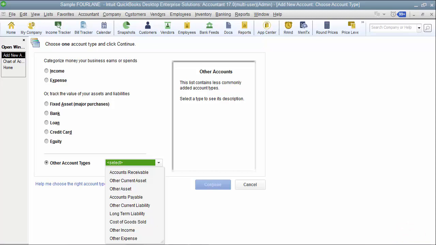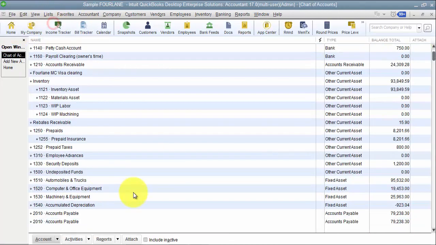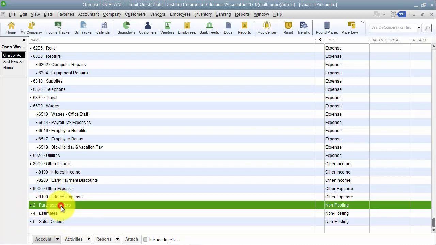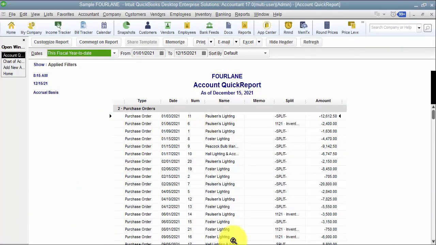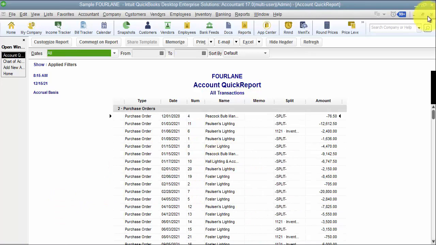All right, now really finally, on your chart of accounts, you might see towards the bottom some other account types, these non-posting account types. So purchase orders, estimates, and sales orders. These are all non-posting transactions in QuickBooks. You can't post to them, so I can't choose this and say I'm going to post the purchase orders. It's just where it holds. If I do a quick report, all of my purchase orders are held in that account. So you might see them.